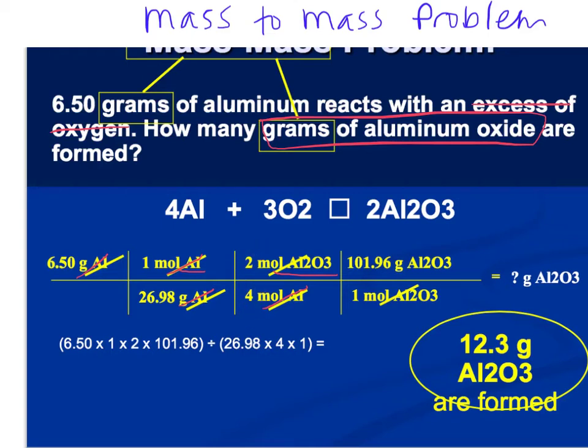Remember, this mole ratio comes from looking at the coefficients. If I find aluminum oxide in my chemical equation here, there's a 2 out in front. And then if I look at my aluminum, there's a 4 out in front. So that's where I got these values from.